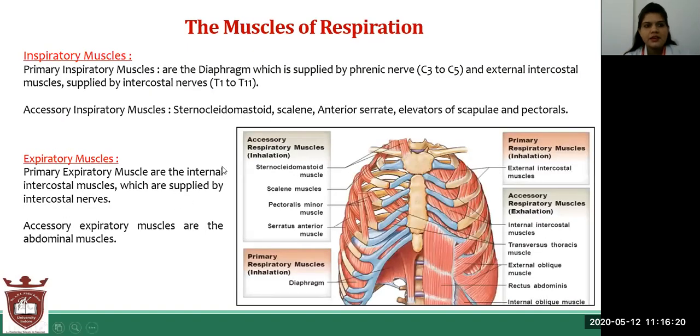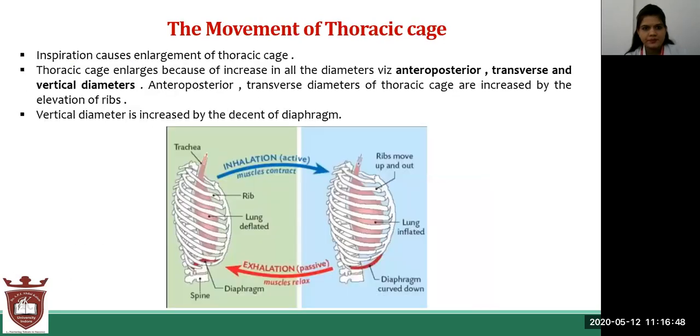So here we'll see the inspiratory muscles. The primary inspiratory muscles are the diaphragm and the external intercostal muscles. Accessory muscles are the sternocleidomastoid, scalene muscles, serratus anterior, levator scapulae, and pectoralis. Whereas the primary expiratory muscles are the internal intercostal muscles, which are supplied by the intercostal nerve, and the accessory expiratory muscles are the abdominal muscles.